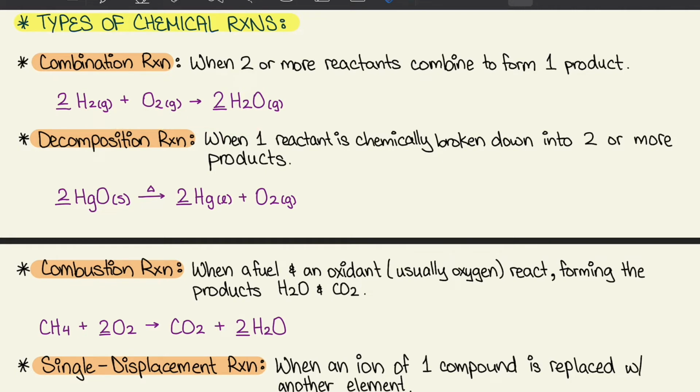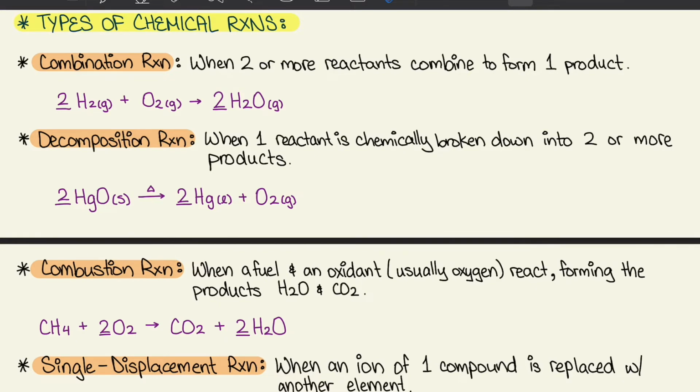Moving on to decomposition reaction, when one reactant is chemically broken down into two or more products. And the key word here is chemically. So we know that some sort of energy is applied. It can be heat, it can be electricity, it can be force, pressure, anything put into the system to make sure that the two elements come apart. So in this example below, we have 2 moles of HgO, and the little triangle on top of the arrow represents heat. And then that breaks the molecule into 2 moles of Hg and 1 mole of O2.